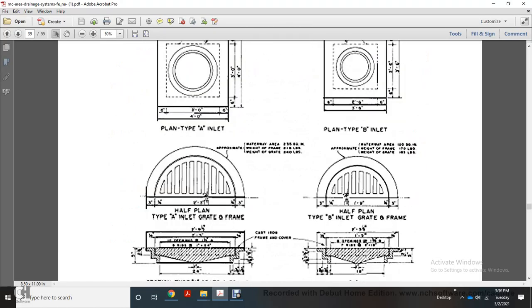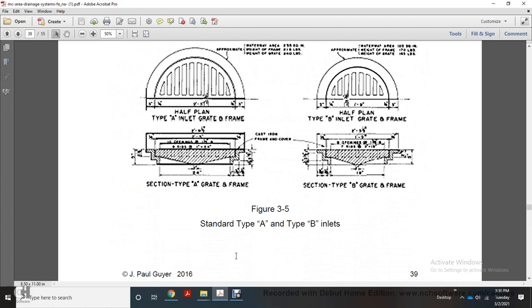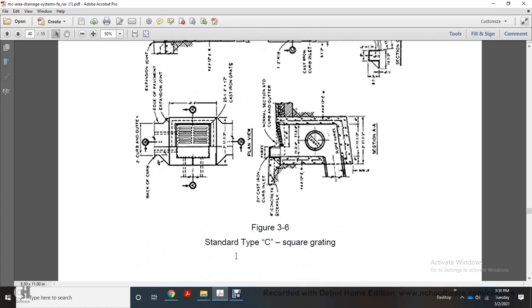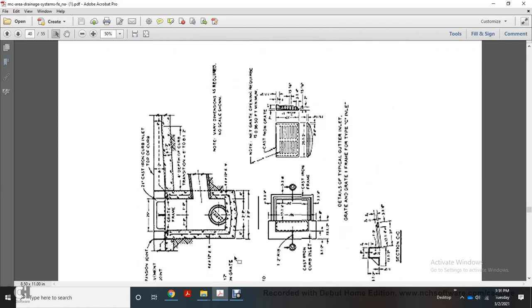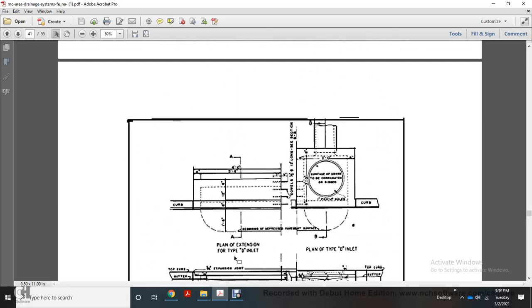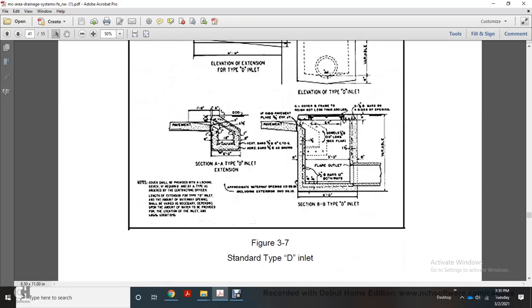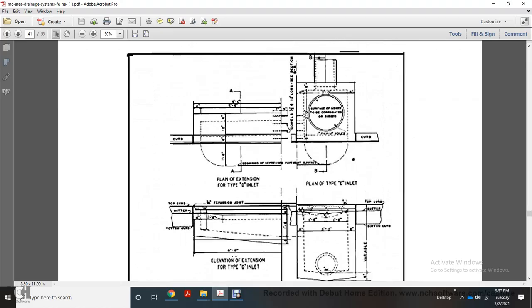Alright, these show the standard type A and B inlets, the standard type C square grating, and the standard type D inlet.